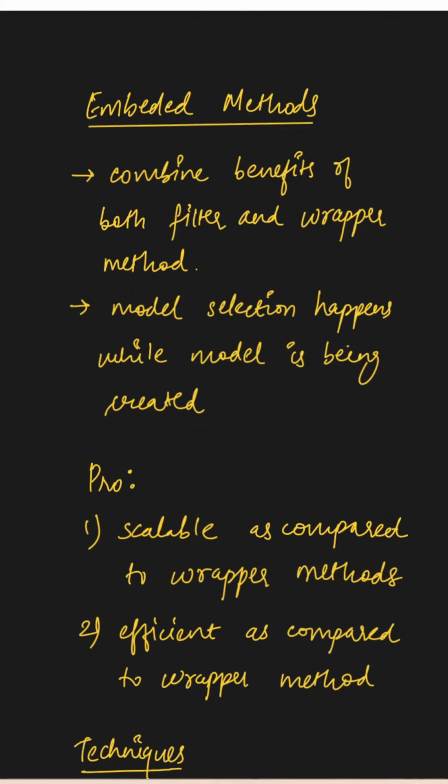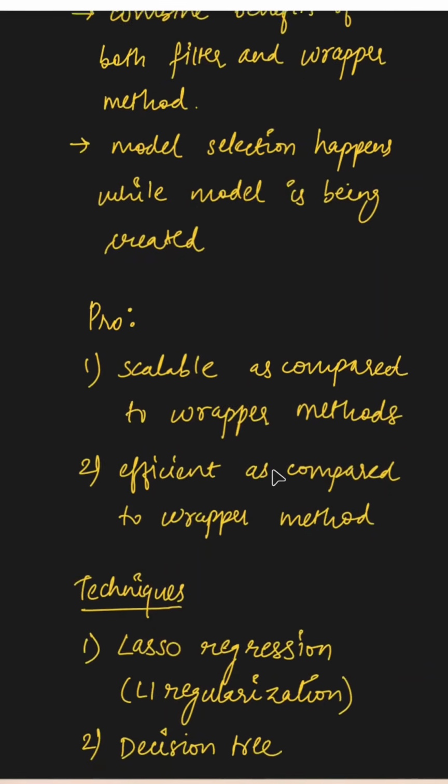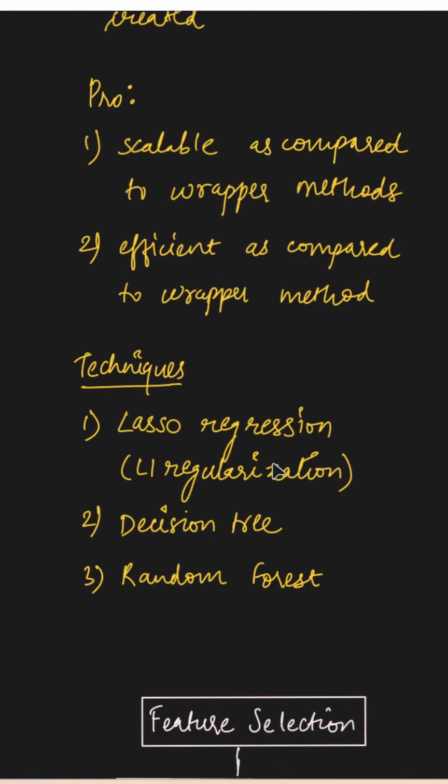They combine the benefits of both filter methods and the wrapper method. Model selection happens while the model is being created. Advantages of using these methods are these are scalable as compared to the wrapper methods. They are efficient as compared to wrapper methods. Some common techniques that are used in embedded methods are lasso regression, which is L1 regularization, decision tree, or random forest. So these methods, they automatically select the best features while the model is being trained.